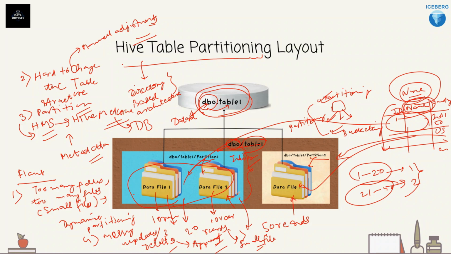Let us revisit all the issues that Apache Hive had. The first issue was too many folders, which means too many files, and it led to small file issues. If a particular partition can hold 50 records and you have only 20 records in it, then you are not utilizing it at its optimum level. You are not utilizing all the resources, and this led to small file issues.